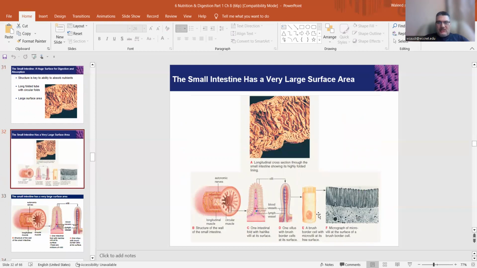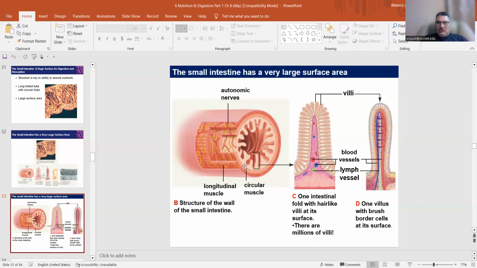This would be too much detail. I already told you the layers. That's the same for everything. Mucosa, submucosa, muscularis, serosa. And I told you that the muscles are only circular and longitudinal. Circular inside, longitudinal outside. The only exception is the stomach, and this has oblique muscles. So here it is.